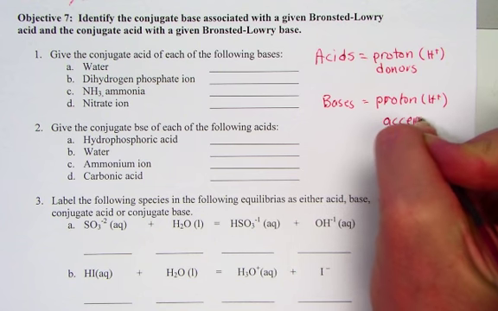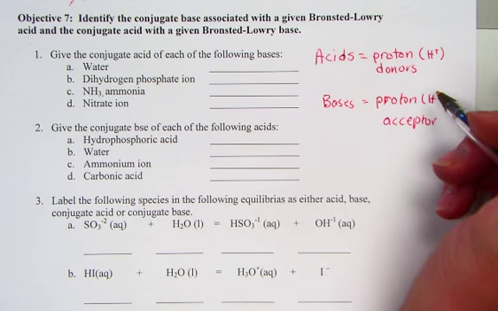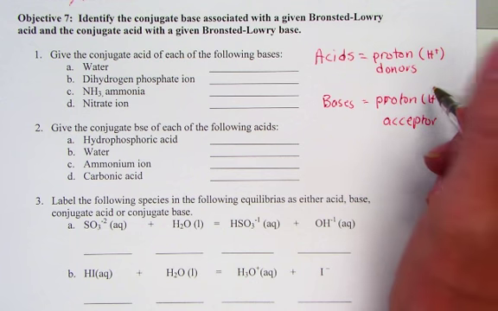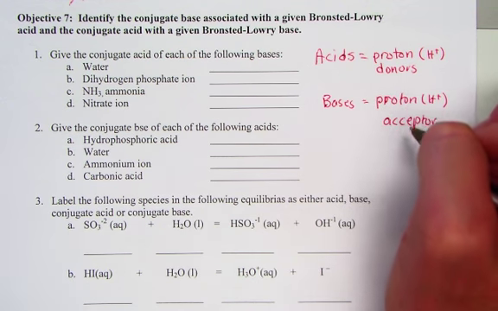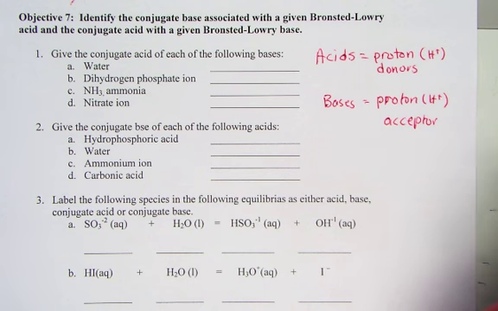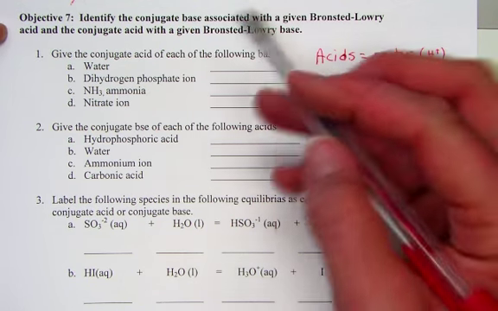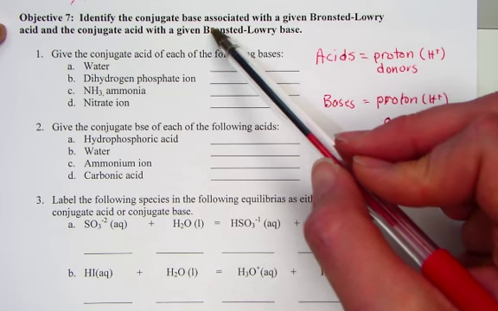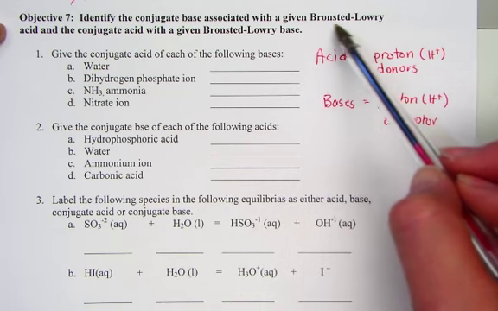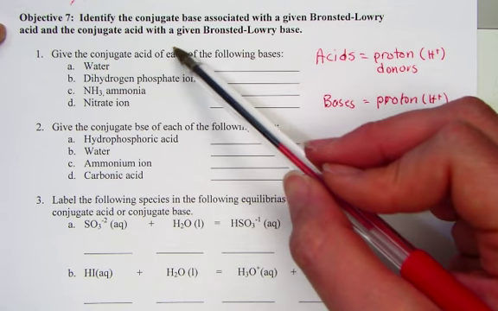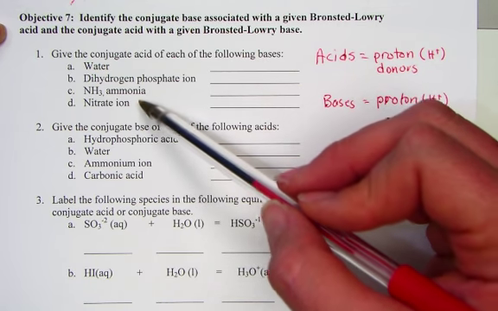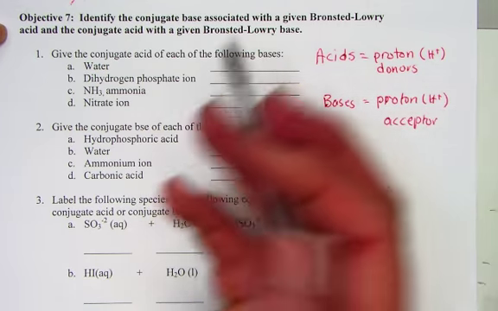In a conjugate pair, the acid always has one more hydrogen. So acids are proton donors, bases accept the protons, and protons are hydrogen ions. Let's give a read through of Objective 7. We're to identify the conjugate base associated with the Bronsted-Lowry acid and give the acid if we're given the base. So, hooking together the conjugate pairs.